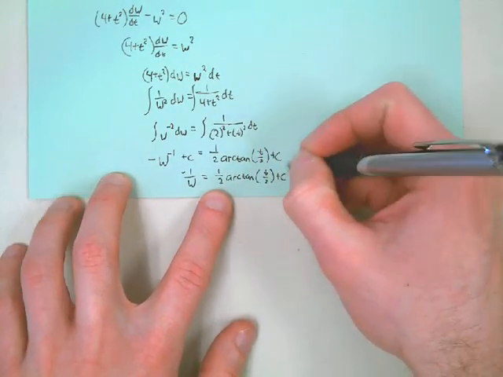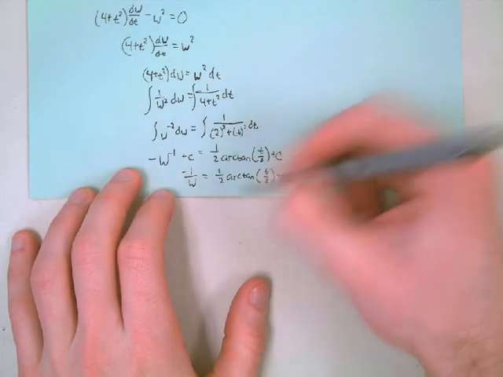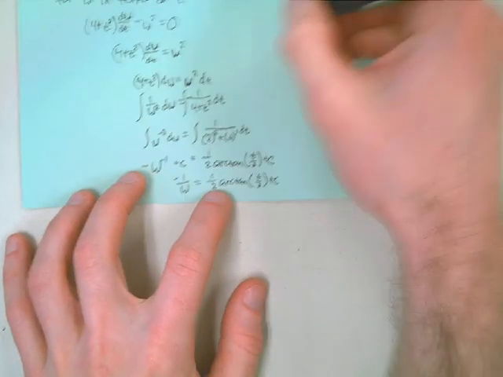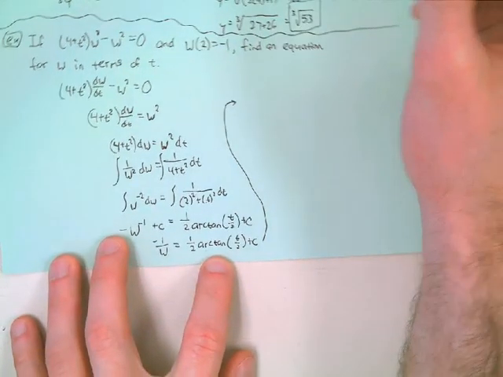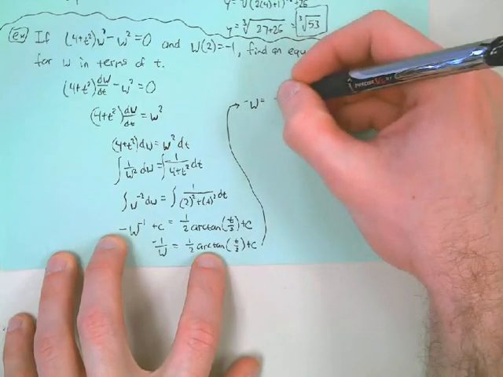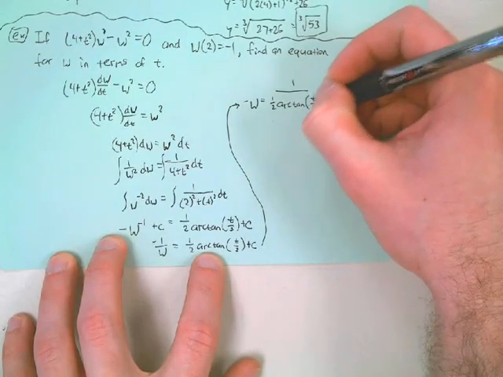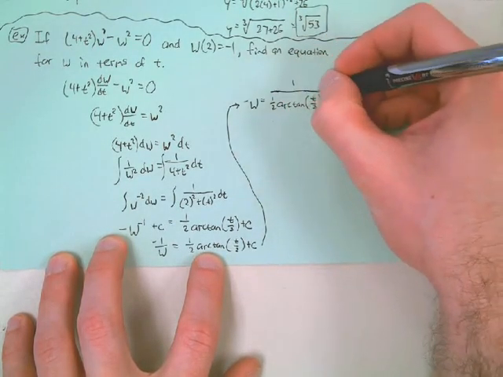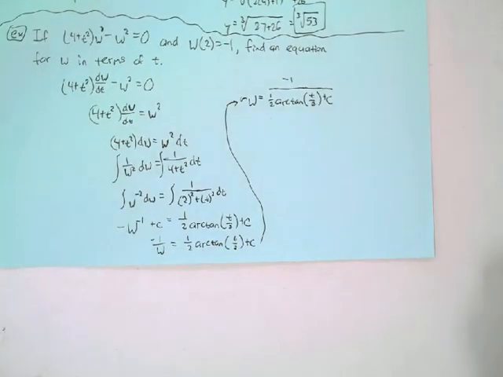But we want to get W by itself here. So a couple ways you can do this. You can just take the reciprocal of both sides, just flip both sides. Or alternatively, you can multiply the W over and then divide this quantity back over this way. Either way, you'll end up with negative W equals 1 over 1 half the arctan of T over 2 plus C. And then I'm going to make it negative 1, so we'll move the negative 1 over there. So W equals.